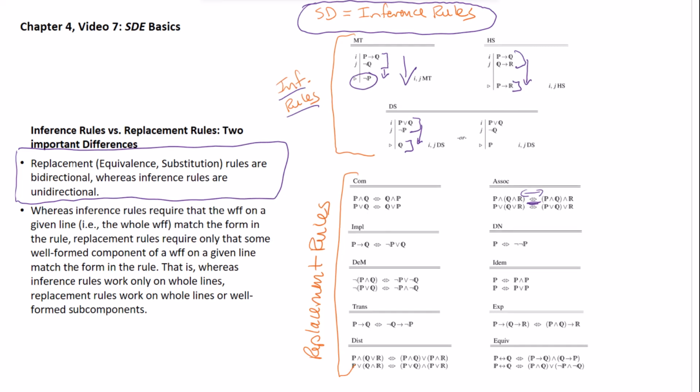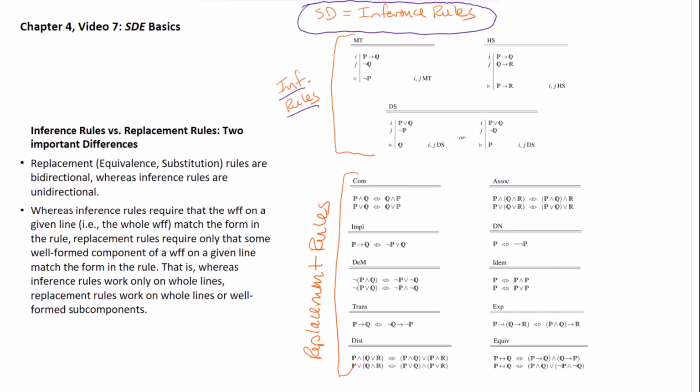The other major difference is that inference rules require us to match the formula on a given line exactly, the whole formula. So we can't apply modus tollens or hypothetical syllogism unless we have a line with a conditional as the main operator and another line with the hook as the main operator. Or in the case over here, two lines each with a conditional as the main operator. And of course, the other parts of the pattern have to match as well.